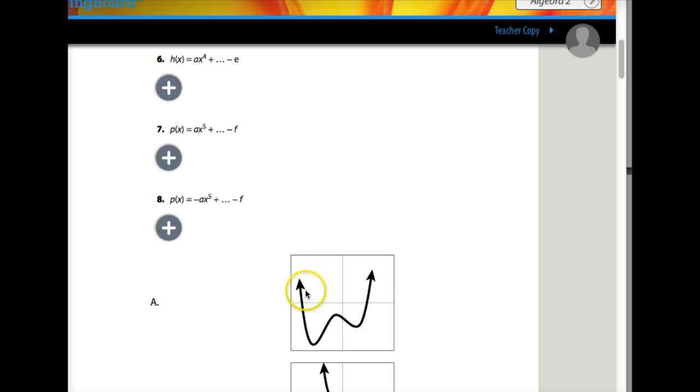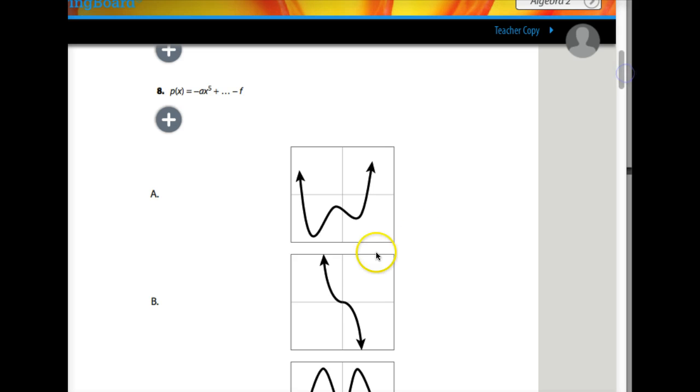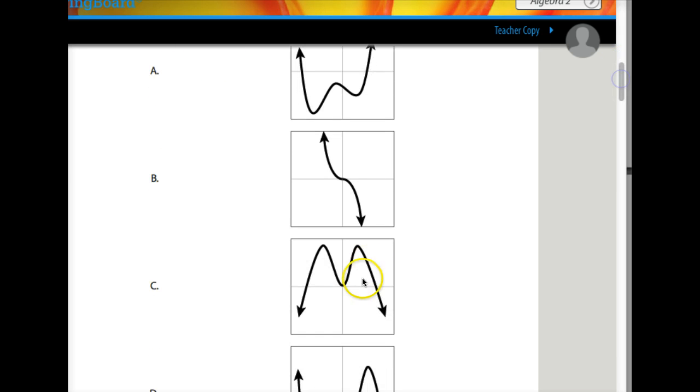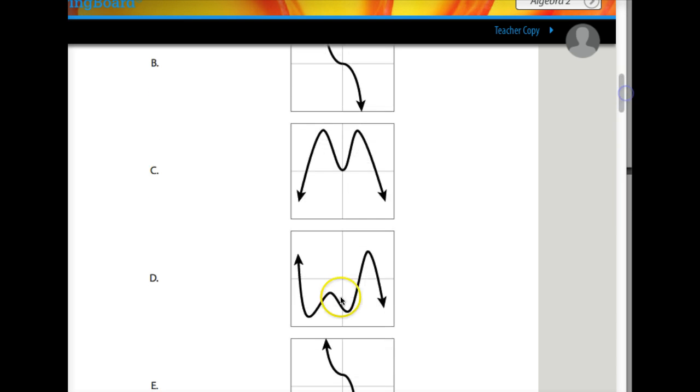A has one, but it has positive even end behavior, so that can't work. This one has a y-intercept at 0, so that doesn't work because this says negative, and you would just have nothing if it were 0. This one, again, 0 as its y-intercept, so that doesn't work. This one has a negative y-intercept, and so I look and see if it could possibly have negative odd end behavior, which it does.